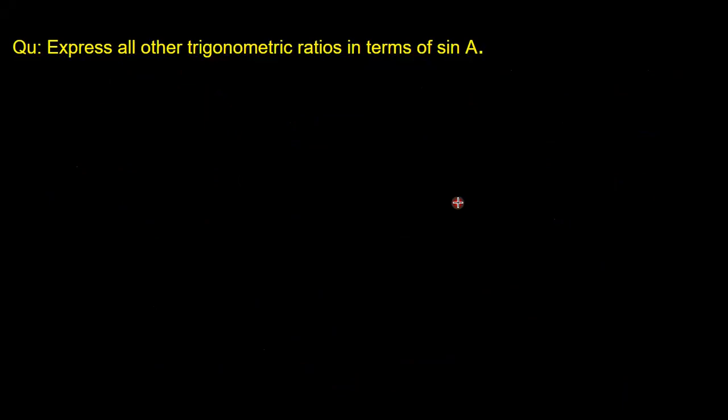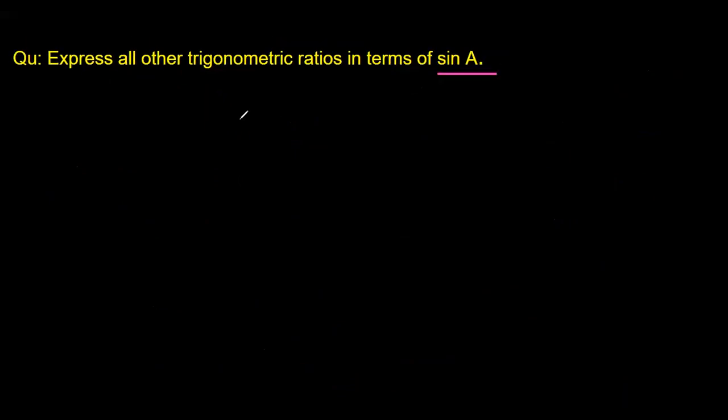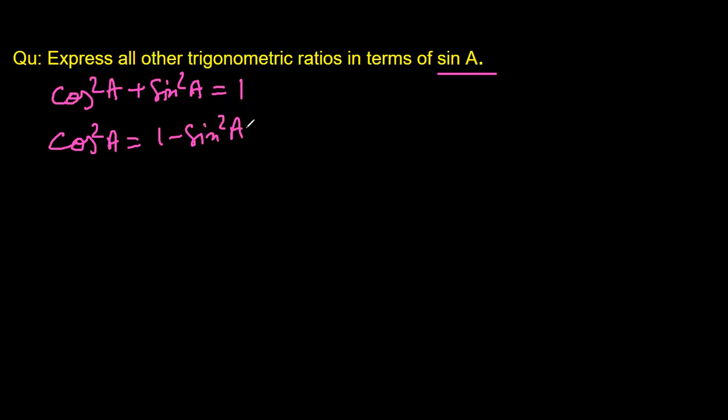Express all other trigonometric ratios in terms of sine A. Look, you are given sine A here, and you are asked to express all other trigonometric ratios in terms of sine A. Now the identity, we already know, cos square A plus sine square A is equal to 1. So cos square A is equal to 1 minus sine square A. That means our cos A would be square root of 1 minus sine square A. Well, we have expressed cos in terms of sine.